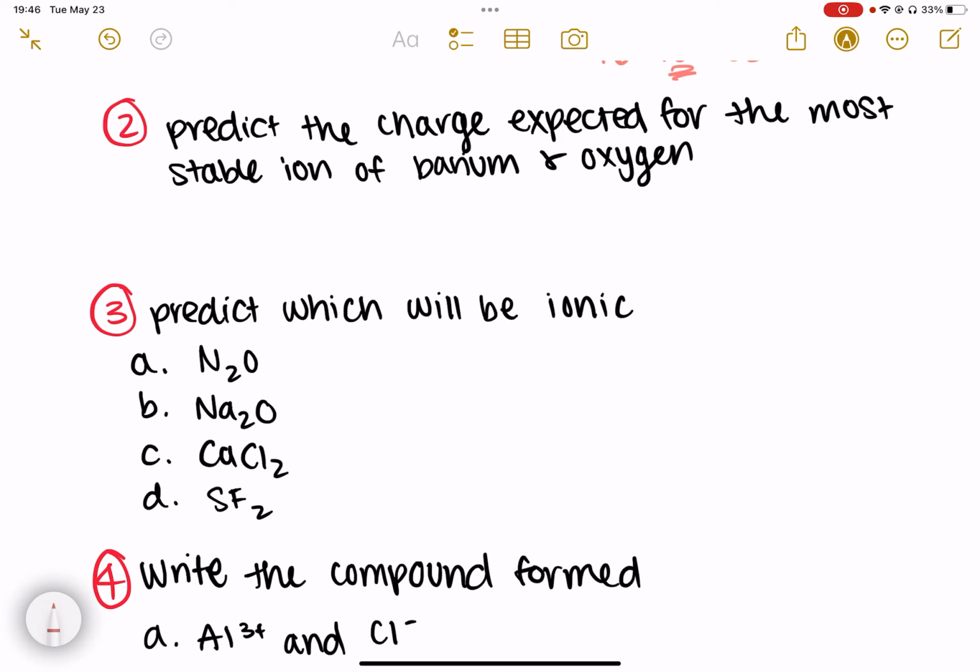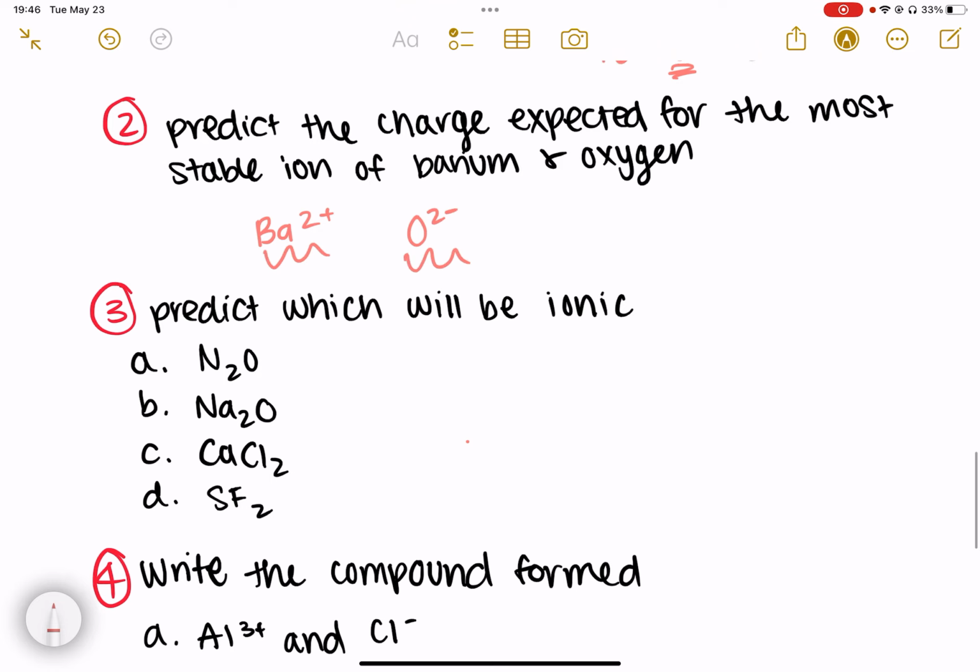Okay, next, predict the charge expected for the most stable ion of barium and oxygen. So for barium, I know it is Ba, but it's in the 2 plus column, so I will have a 2 plus charge. Next, I have oxygen, which is in the 2 minus column, or 6A. So it'll have a 2 minus charge for the most stable version.